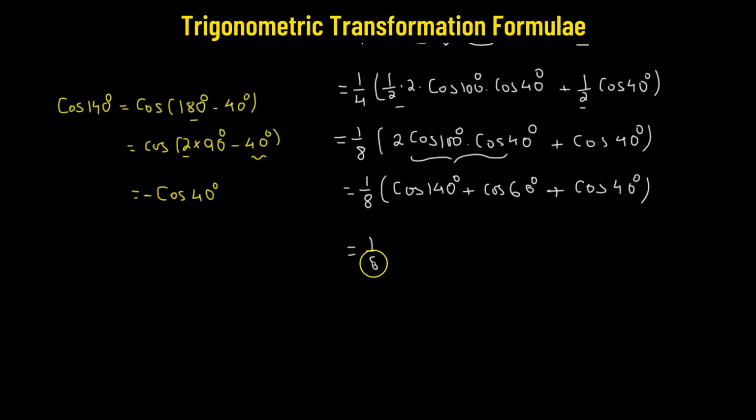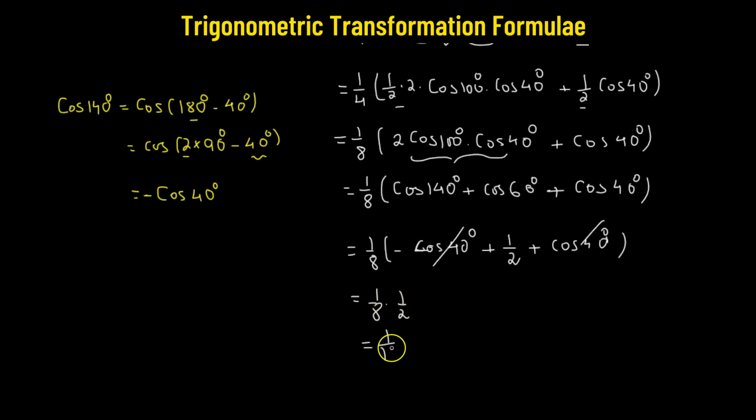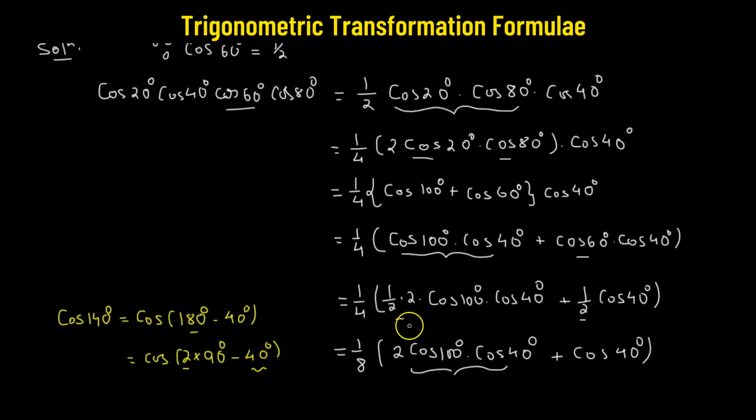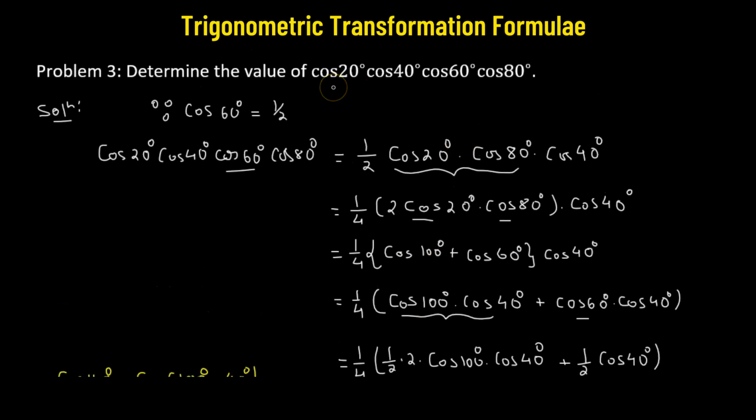So we get 1 over 8 multiplied to negative cosine of 40 degree plus cosine of 60 degrees, so that's half, plus cosine of 40 degree. So the first term and the third term cancel out, and we are left with 1 over 8 multiplied to 1 over 2. So that's nothing but 1 over 16. So this is going to be the value of the given trigonometric expression, the product of cosine 20, cosine 40, cosine 60 and cosine 80.